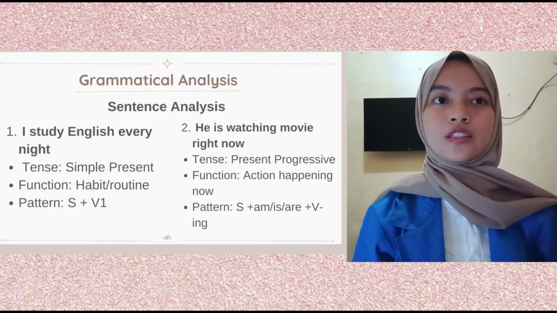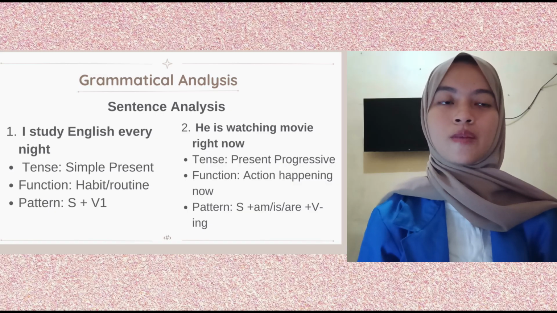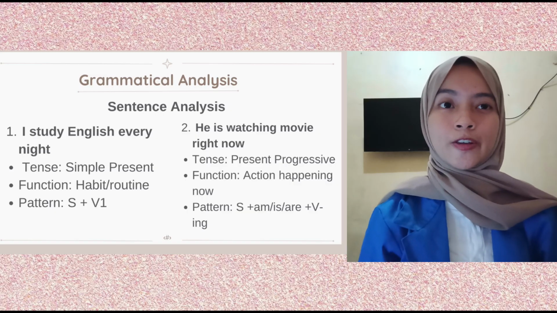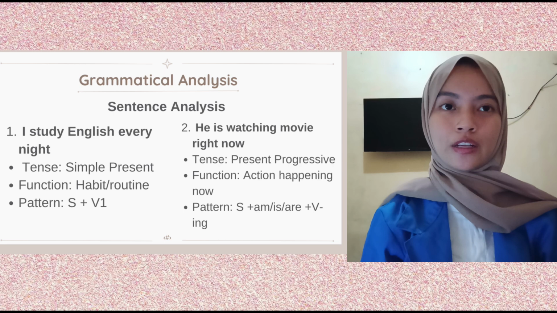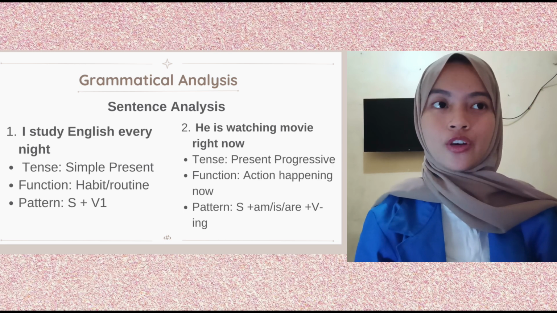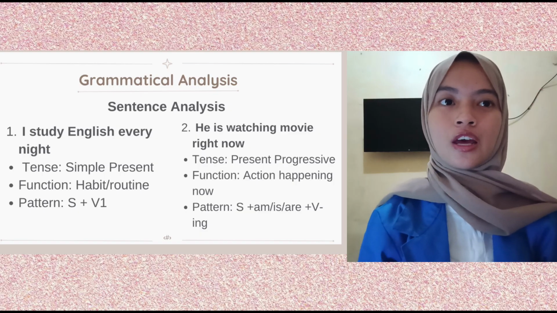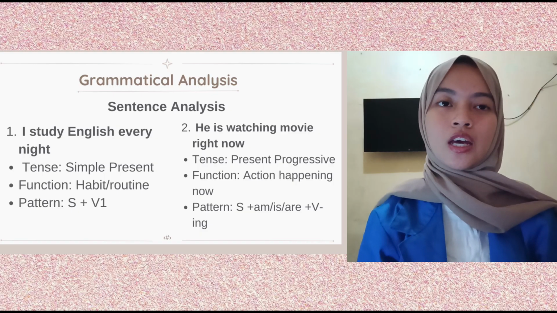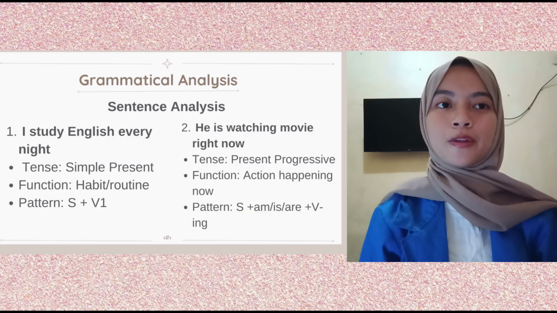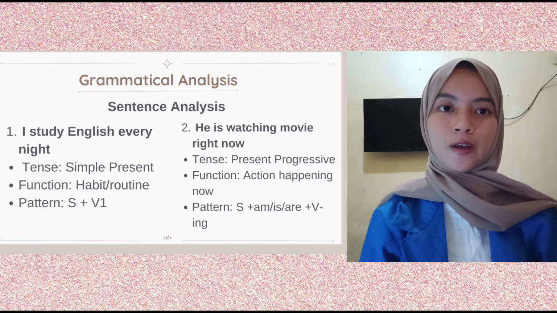The first sentence, I study English every night, uses the simple present tense. Its function is to describe a habit or routine. The pattern is subject plus verb 1. The second sentence, he is watching a movie right now, uses the present progressive tense. It describes an action happening at the moment of speaking. The pattern is subject plus am, is, or are plus verb-ing.